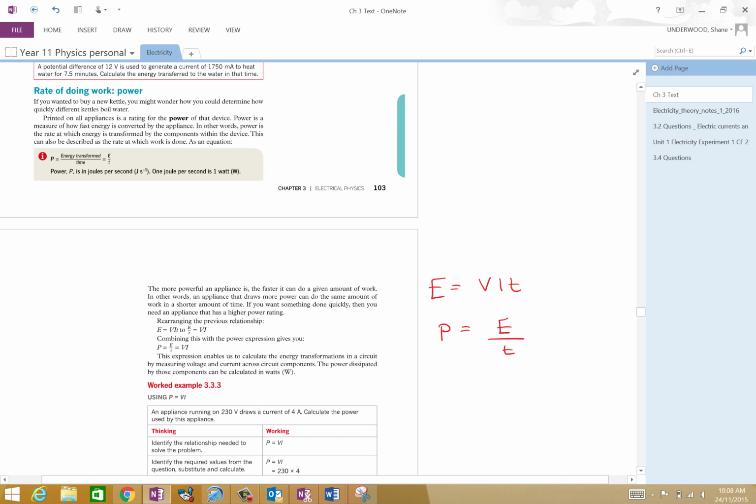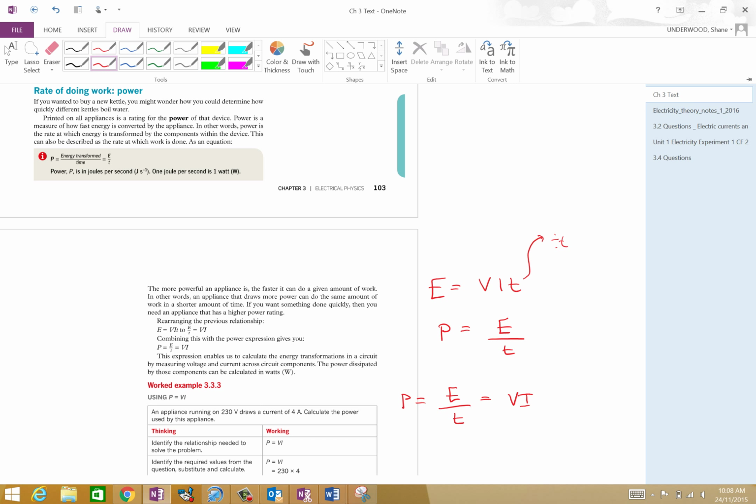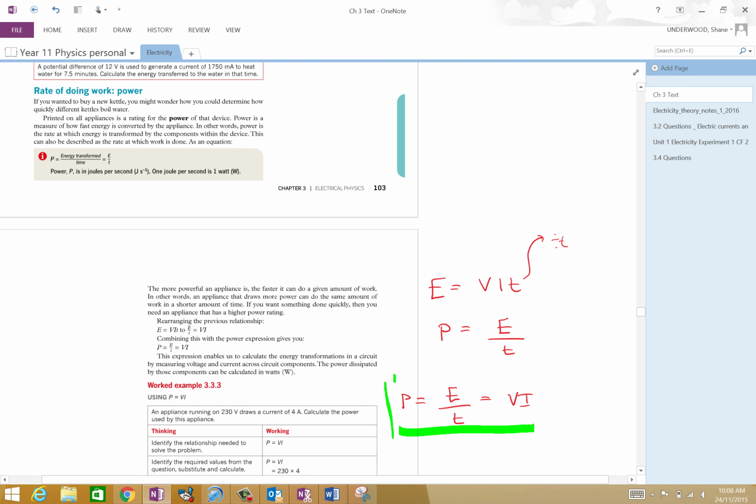So let's have a look at E on t. If I divide this side by t and the other side by t, I'm going to say that E on t, which is power, is equal to what? VI. And this is, of course, one of the most important ones that we will refer to. So there's that relationship between power, energy, time, and voltage as so many joules per coulomb of charge.